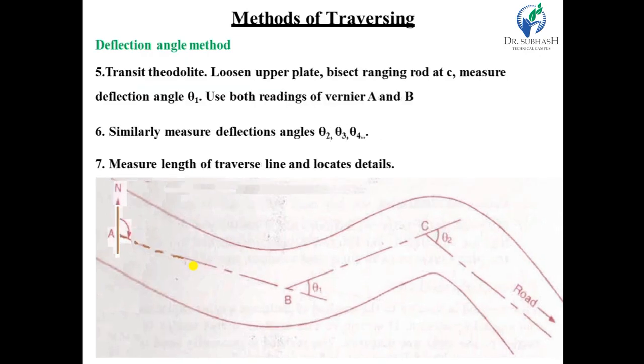Now transit the theodolite, loosen the upper plate, bisect the ranging rod at C and measure the deflection angle theta 1. For measuring theta 2, theta 3, theta 4 and other angles, we have to adopt the same procedure for different angle measurements, prolonging the survey line each time. Measure the length of the traverse line and locate the details.